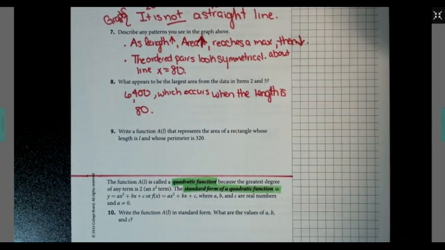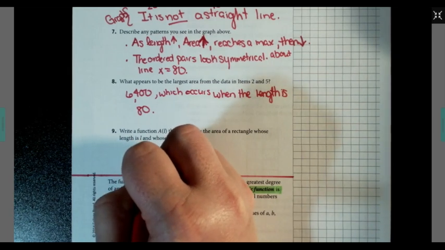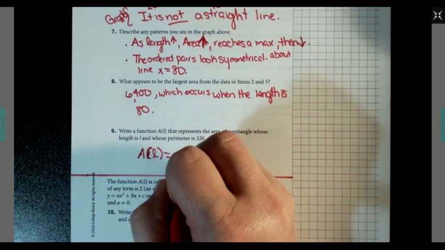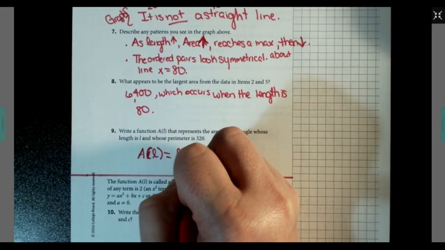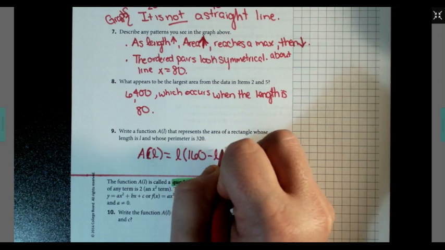Write a function A of L that represents the area of a rectangle whose length is L and whose perimeter is 320. That would have been that function that we wrote at the very bottom of question 2 on that very last part of our table. We would just write A of L equals L parentheses 160 minus L.